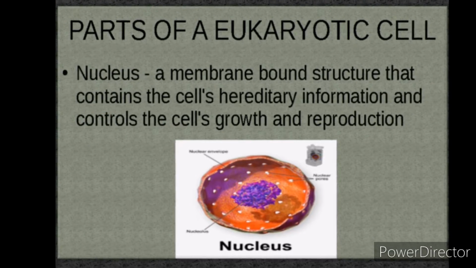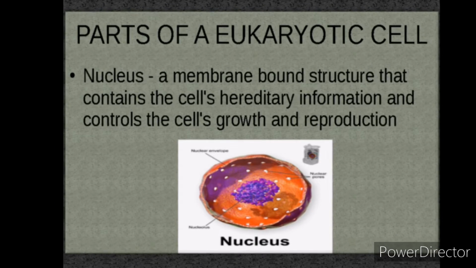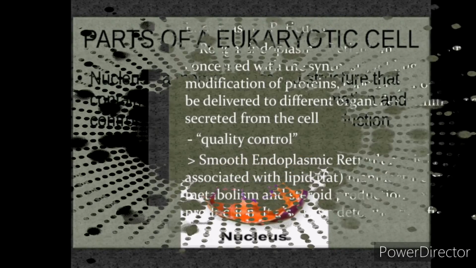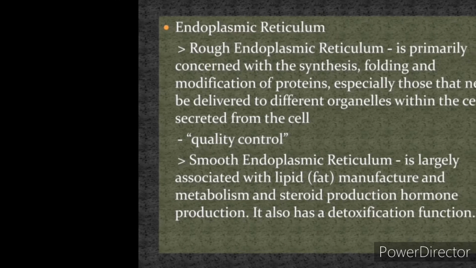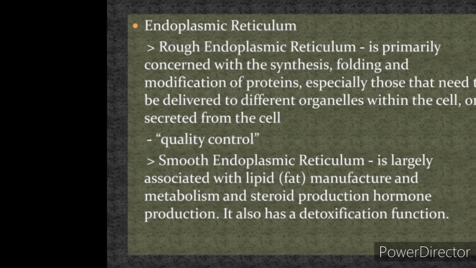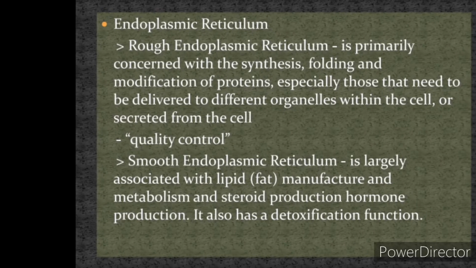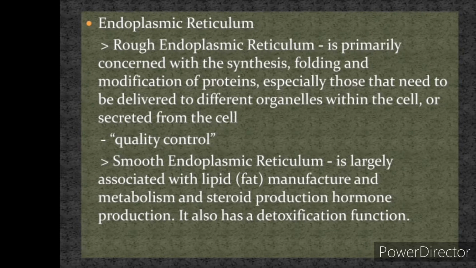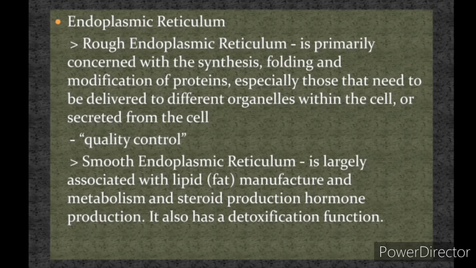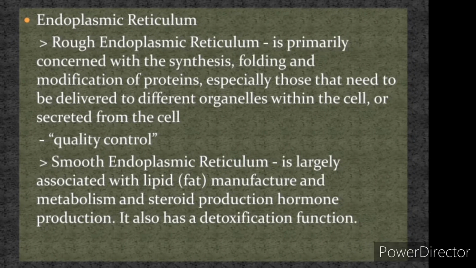The first, the nucleus. A membrane-bound structure that contains the cell's hereditary information and controls the cell's growth and reproduction. Endoplasmic reticulum, the rough and the smooth. Rough endoplasmic reticulum is primarily concerned with the synthesis, folding, and modification of proteins, especially those that need to be delivered to different organelles within the cell or secreted from the cell, that we call quality control.